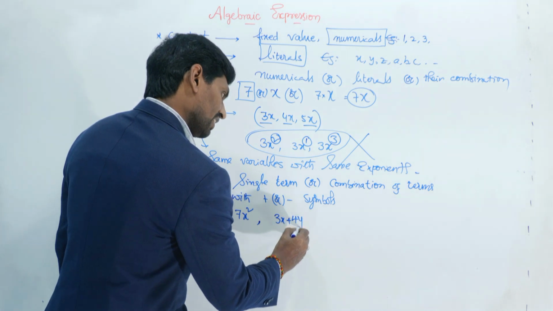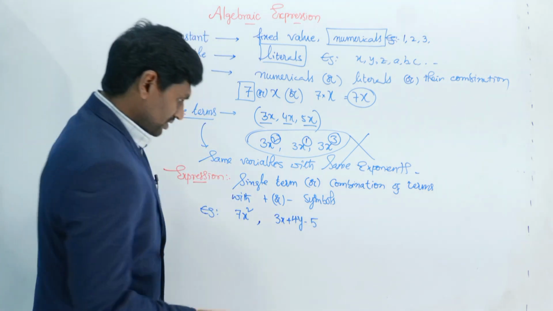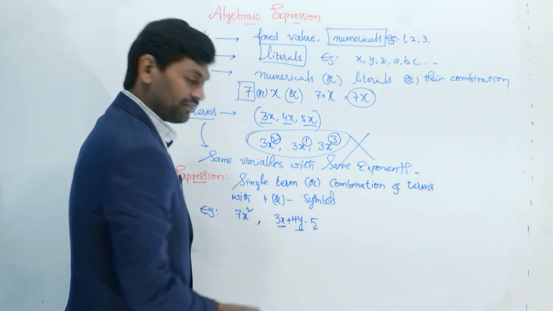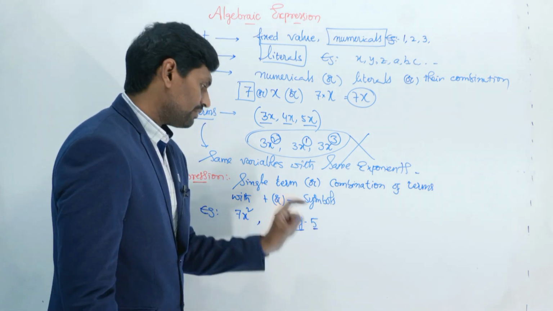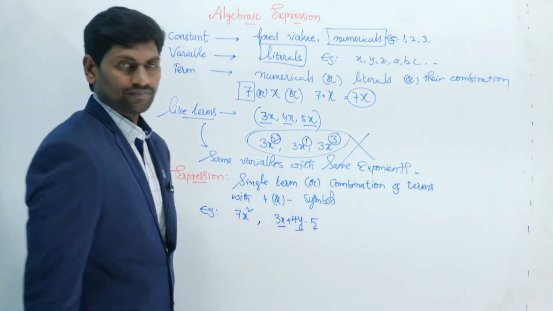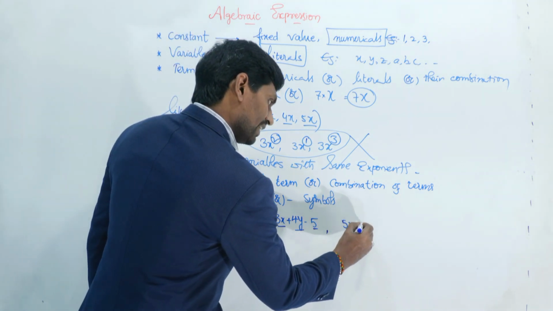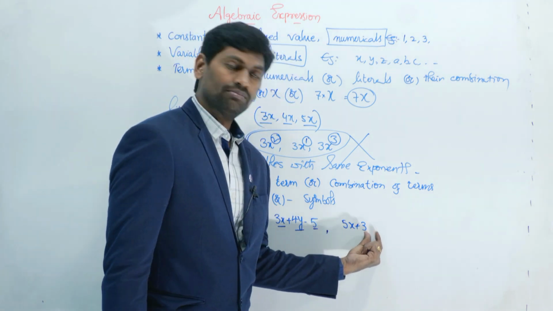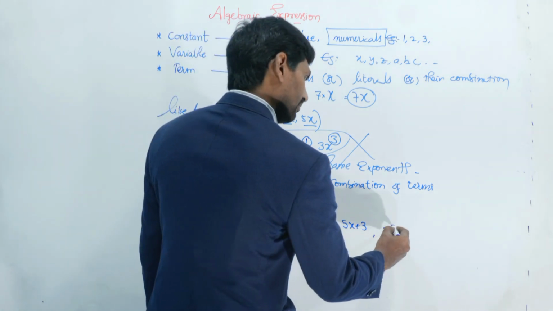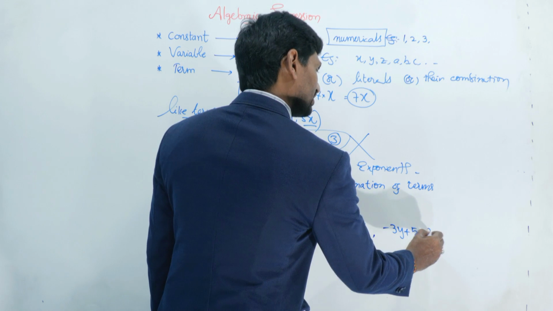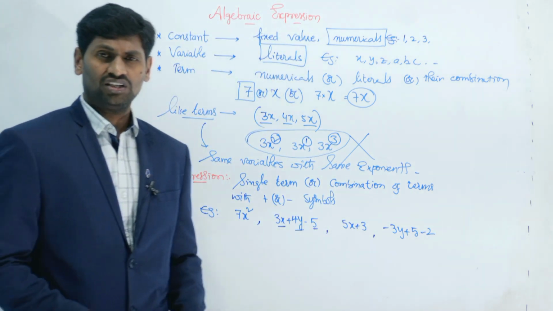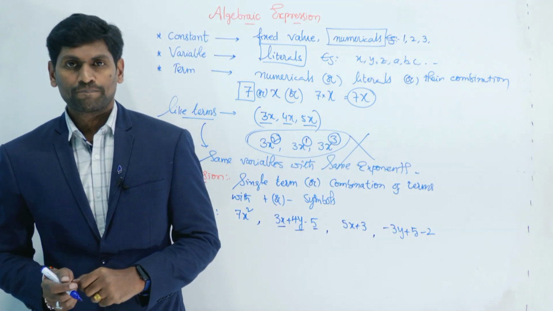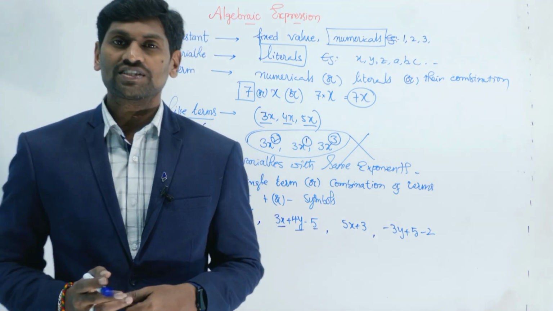3x plus 4y minus 5. Here there are three terms. 3x is a term, 4y is a term, and 5 is a term, because these three terms are connected with plus and minus symbols. It is an expression. Or 5x plus 3 is also an expression. The first term is 5x, the second term is 3. Or minus 3y plus 5 minus 2 is also an expression. So simply, an expression is a combination of terms with plus or minus symbols.